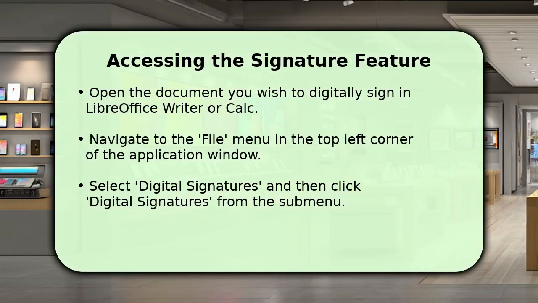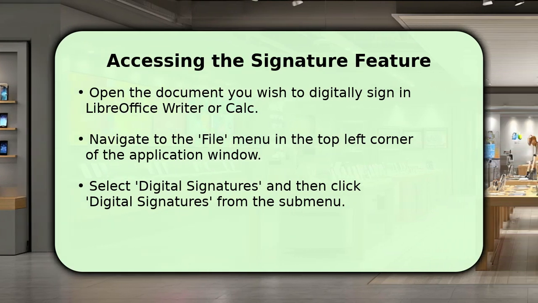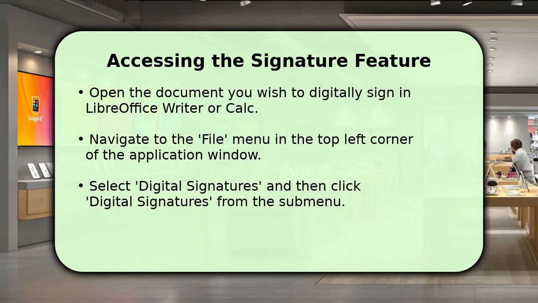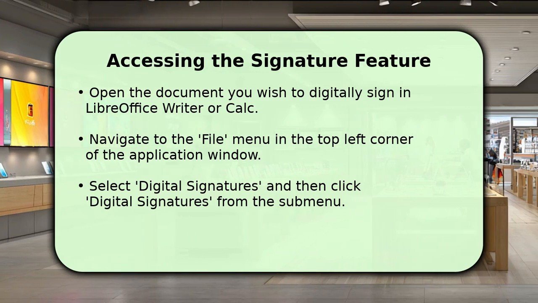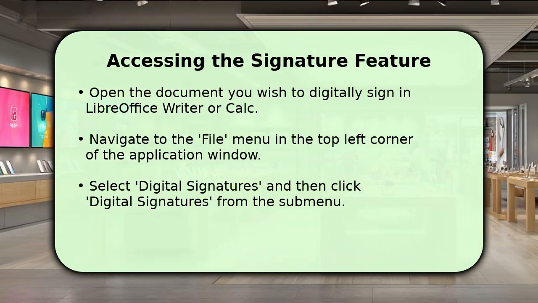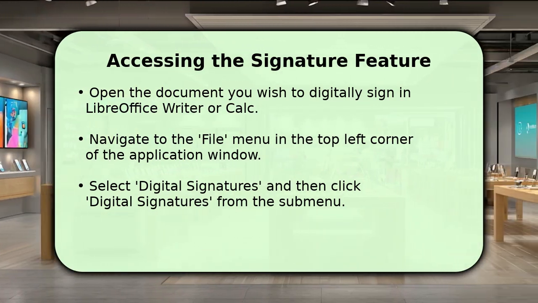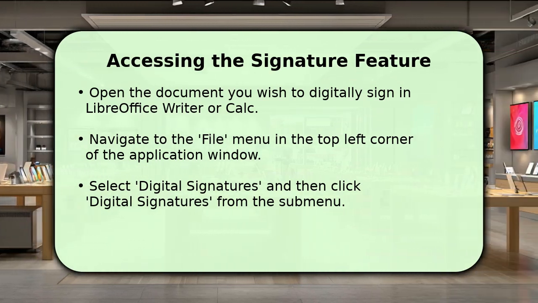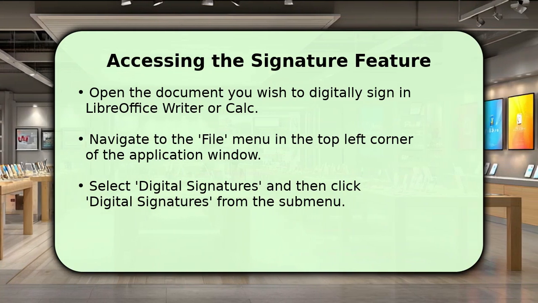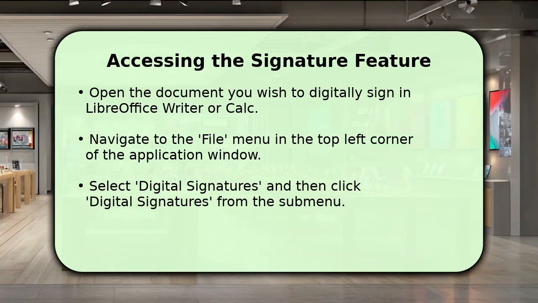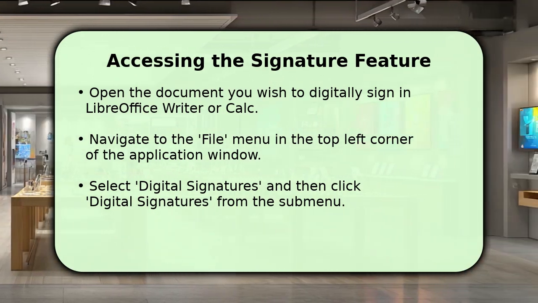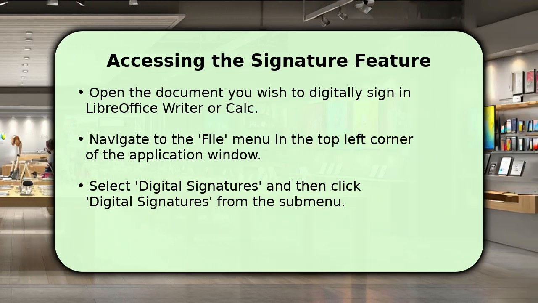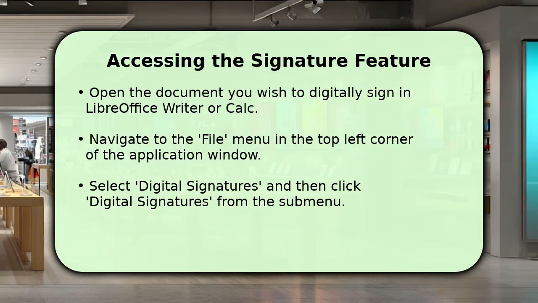Once your document is open in LibreOffice, navigate to the File menu located at the very top. From the drop-down options, hover your mouse over Digital Signatures. A submenu will appear where you will click Digital Signatures again. This action opens the Digital Signatures dialog box, which is your gateway to adding a signature. This is where you will manage all digital signing aspects for your current document.